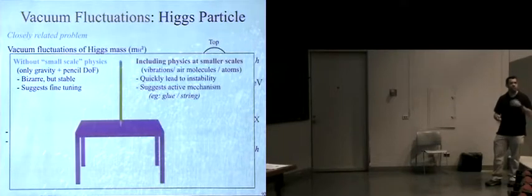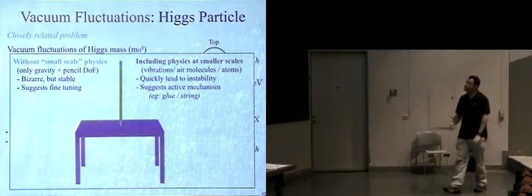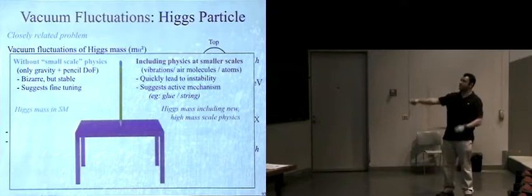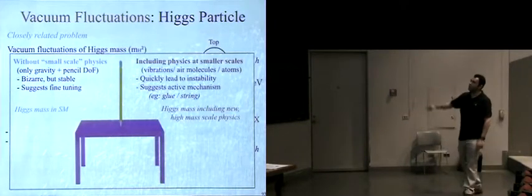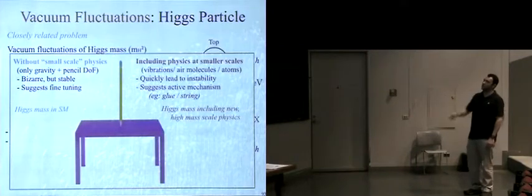It suggests that there's some string hanging from the ceiling that's holding it up, or maybe there's some glue or something down here keeping it in place. But you need something to protect this stability. Okay, and this is exactly like the Higgs. So the Higgs mass wants to fall, it should be on this table, right? But we see it in a very unusual, unstable place.